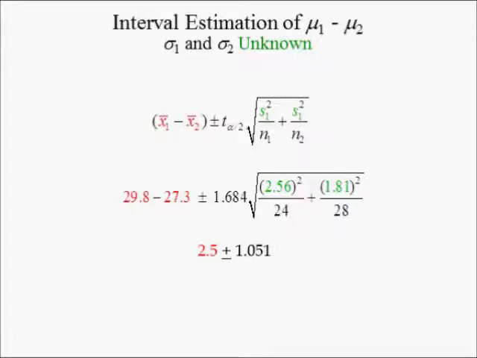Subtracting 29.8 and 27.3 yields 2.5 miles per gallon, which is the point estimate of the difference in population means. The margin of error is 1.051 miles per gallon. Adding and subtracting the margin of error, 1.051 miles per gallon, to and from the point estimate of the difference in population means, 2.5 miles per gallon, yields a 90% confidence interval estimate of 1.448 miles per gallon to 3.552 miles per gallon.